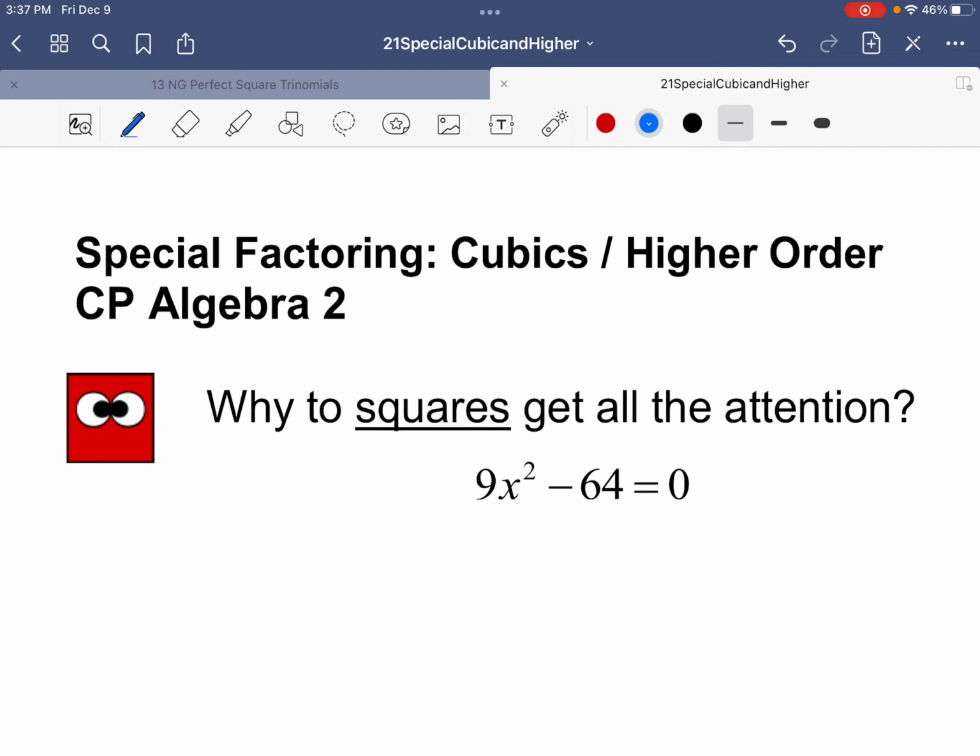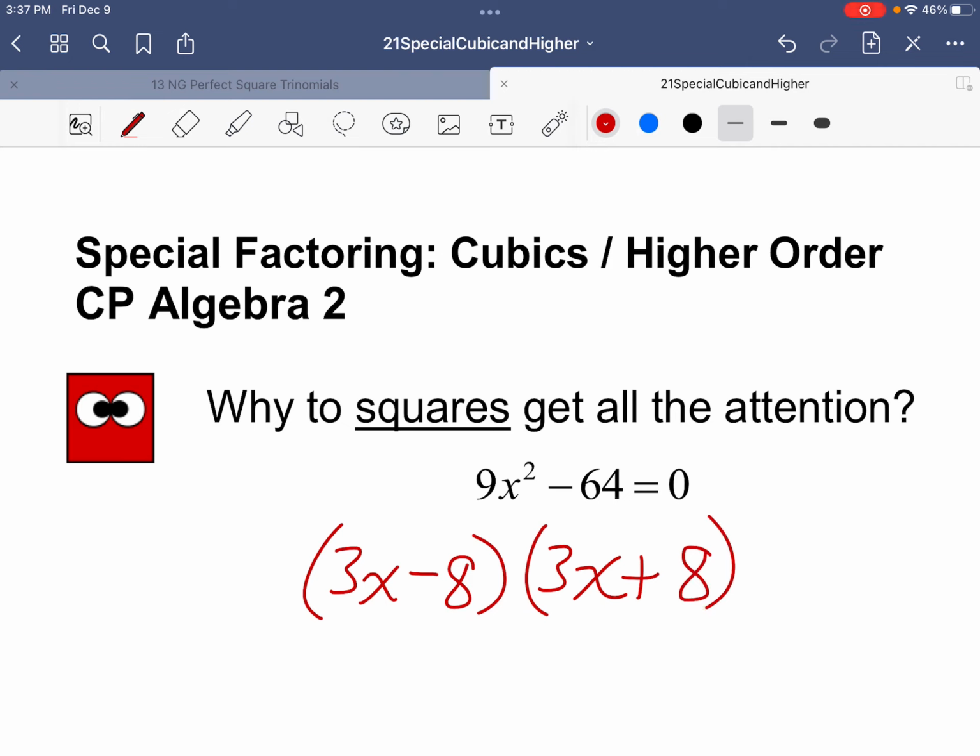a difference of squares. Why does a difference of squares get all the attention? Honestly, because it was easy. You see, when you have a difference of squares, like 9x squared minus 64, we've learned some time ago that you can always split that up into two binomials that have the same terms, 3x and 3x, 8 and 8. All we need is a plus and a minus sign. So how come squares get all the attention?